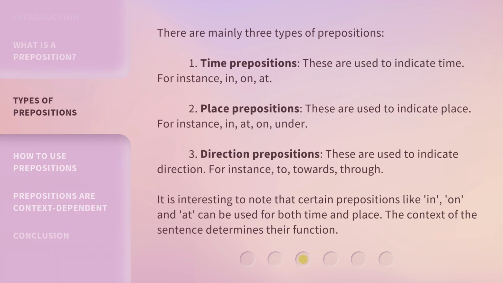There are mainly three types of prepositions. 1. Time prepositions. These are used to indicate time. For instance, in, on, at. 2. Place prepositions. These are used to indicate place. For instance, in, at, on, under. 3. Direction prepositions. These are used to indicate direction. For instance, to, towards, through.